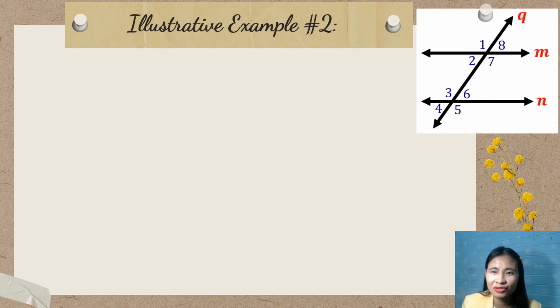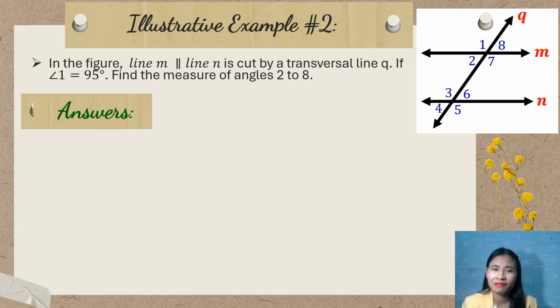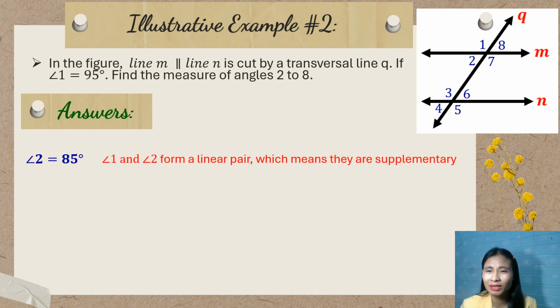So let's have the illustration. In the figure, line M and line N are parallel, cut by a transversal line Q. So if angle 1 is 95 degrees, find the measures of angles 2 to 8. Okay, so we have here, mag-start ko ni angle 2. Nganong 85 si angle 2? Okay, form a linear pair siya ni angle 1.